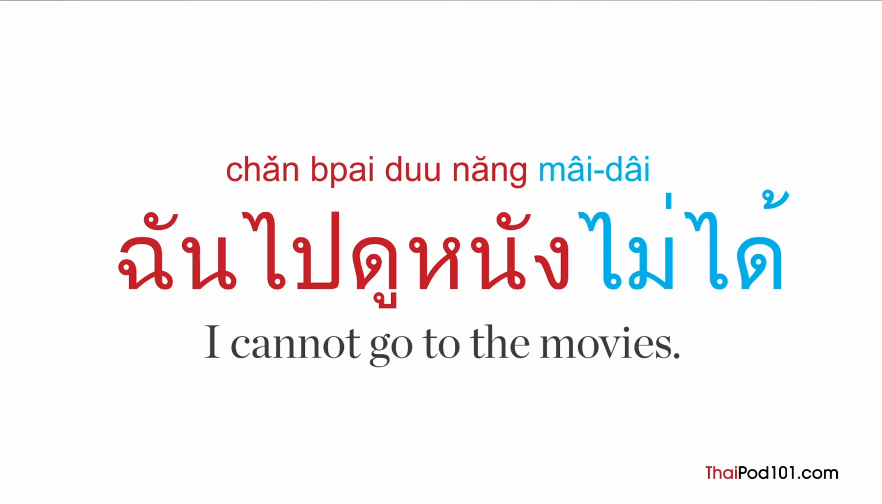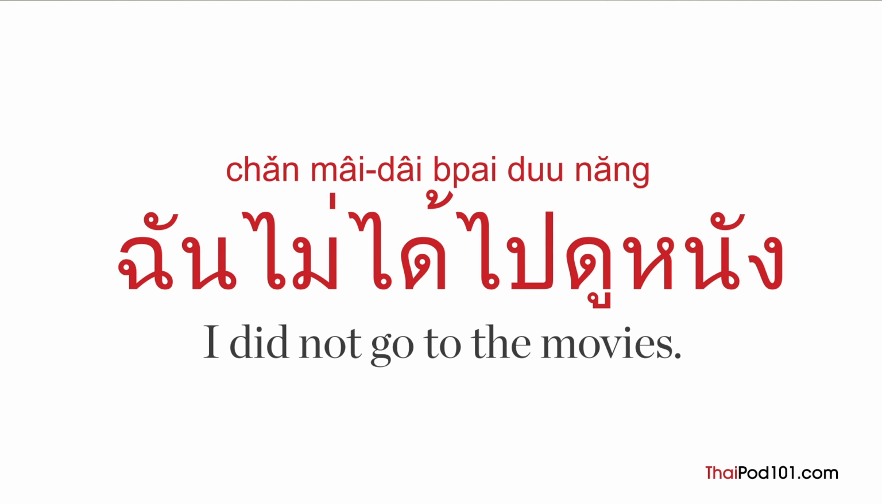First, the word ไม่ได้ means cannot when put at the end of sentences or after the verb in sentences. Take, for example, ฉันไปดูหนังไม่ได้, I cannot go to the movies. As you can see here, the verb in this sentence is ไปดูหนัง. If we put ไม่ได้ after the verb, then the meaning becomes cannot. Now, let's take a look at the meaning of ไม่ได้ as a past tense form. If we put ไม่ได้ before the verb in sentences, the meaning automatically changes to did not.